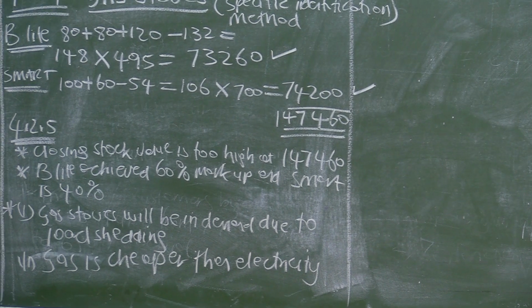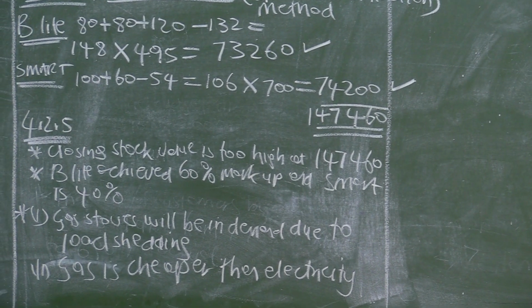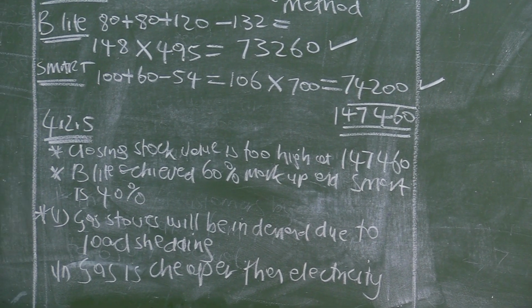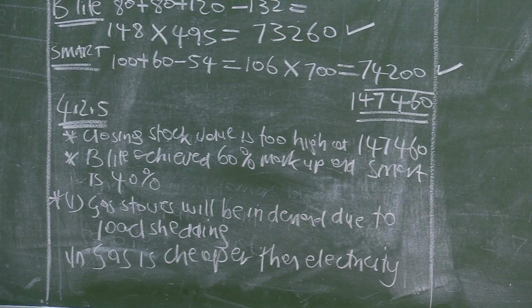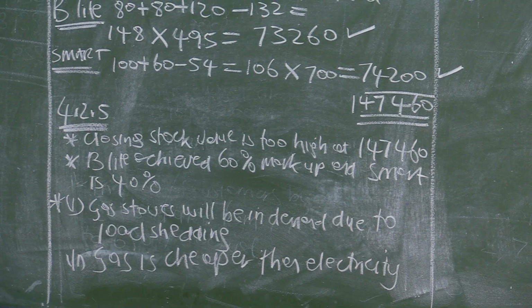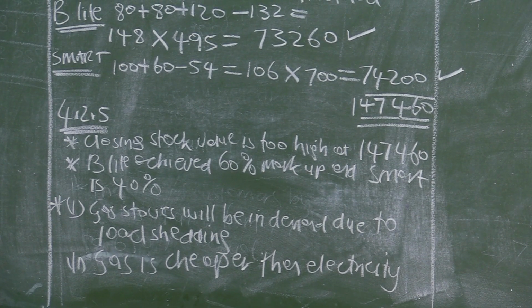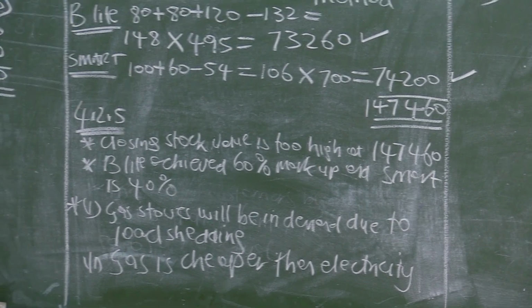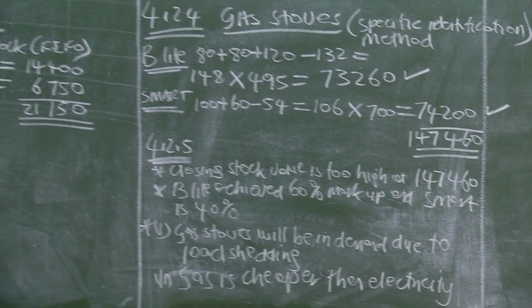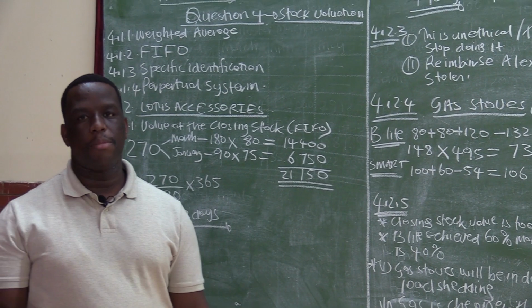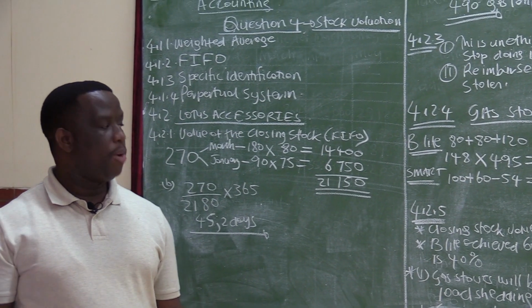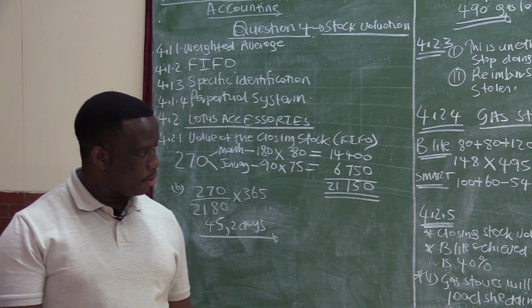Previously, electricity used to be cheaper than gas, but with all these price increases in electricity, gas has now become cheaper than electricity. So we can convince him not to stop selling gas stoves. Maybe he needs to reduce the selling price so that these gas stoves may be sold, or maybe he needs to consider advertising more, because some people may not be aware that he is selling gas stoves.